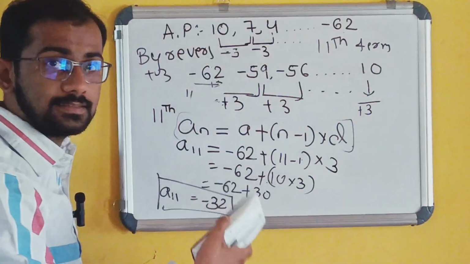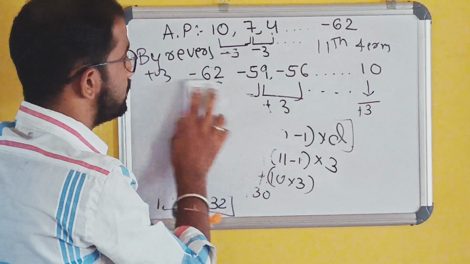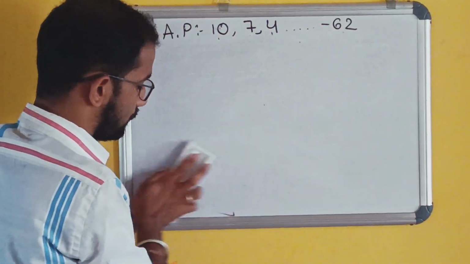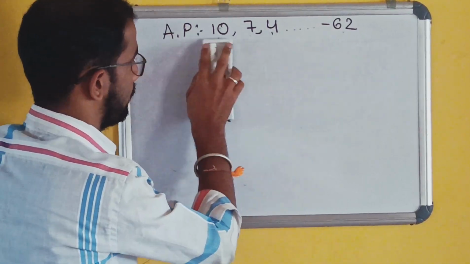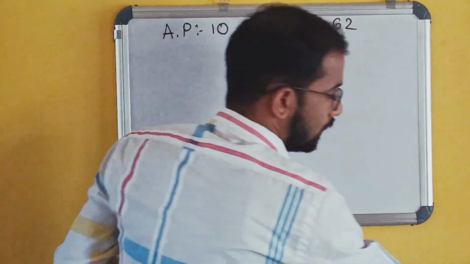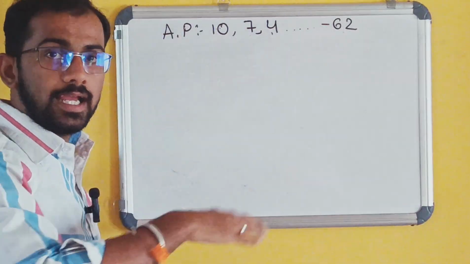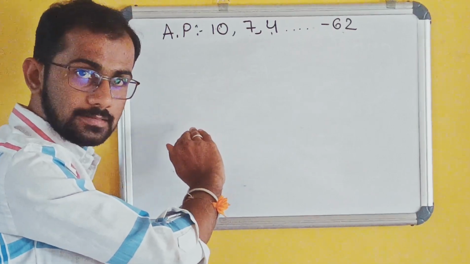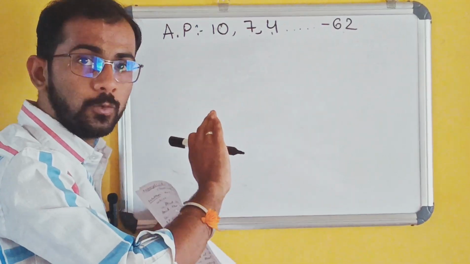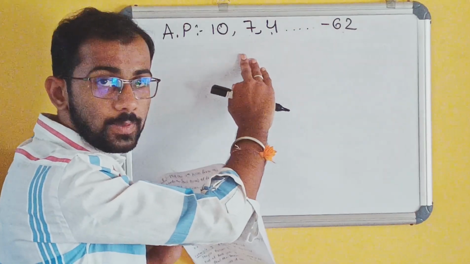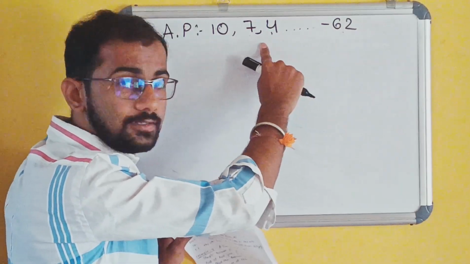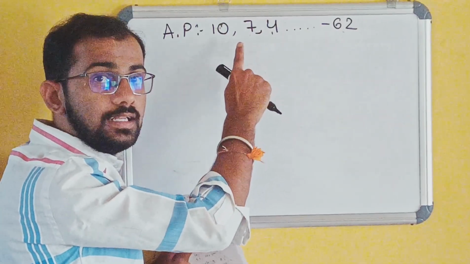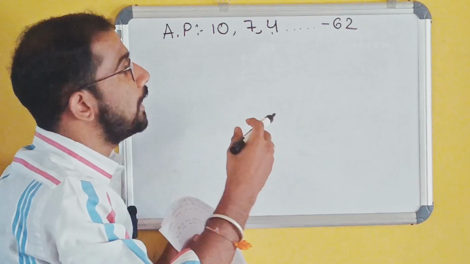Next we will see how we can solve this same problem without reversing the sequence. In the previous method I reversed the sequence and reversed the sign of the common difference. Here in this method I'm not going to change the sequence. From this sequence only we need to consider the 11th term. How? Let's see.